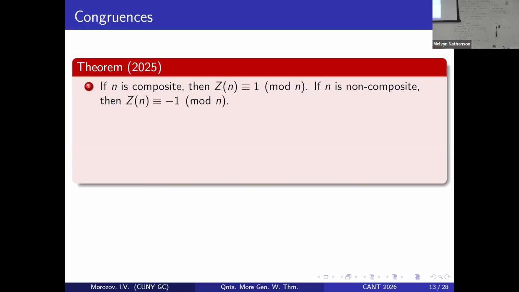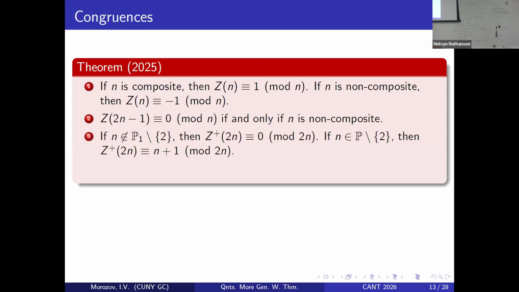Now there are some congruences for z of n that act as primality tests. So if n is composite, then z of n is going to be 1 modulo n, and if it's not, then it's going to be minus 1 modulo n. z of 2n minus 1 is 0 modulo n if and only if it's not composite. And then for z plus, there's some more nuance.